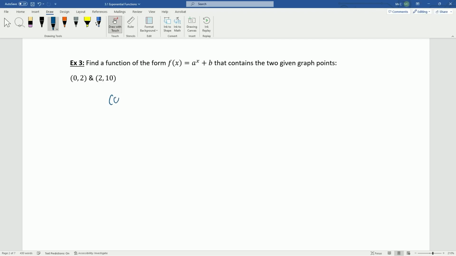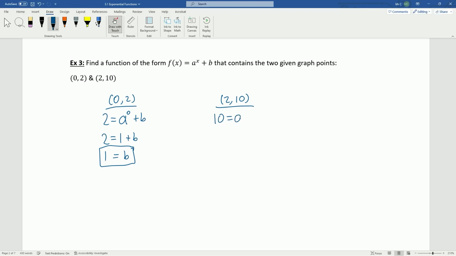Let's go ahead and start with this first point, (0, 2). So my y value is 2. I get 2 equals a to the 0 power plus b. A to the 0 power is just 1, so this is 2 equals 1 plus b. So I actually can solve for b immediately here. Subtract the 1, and I get b equals 1. So that's kind of nice. I didn't need both equations to solve for b in this case, just because that 0 exponent takes care of a immediately.